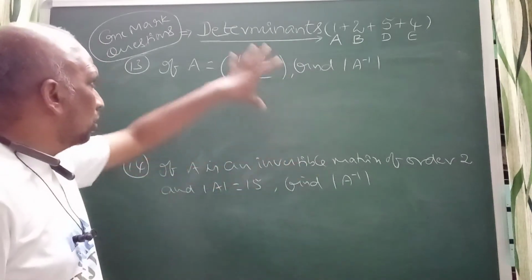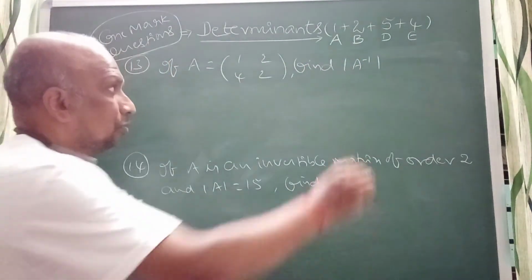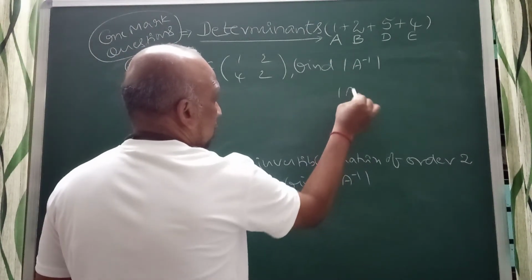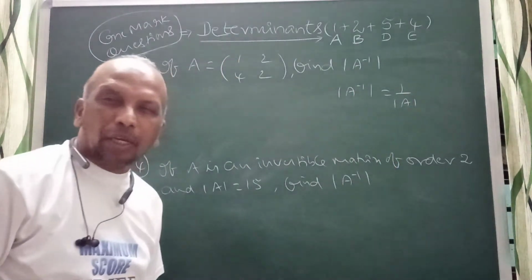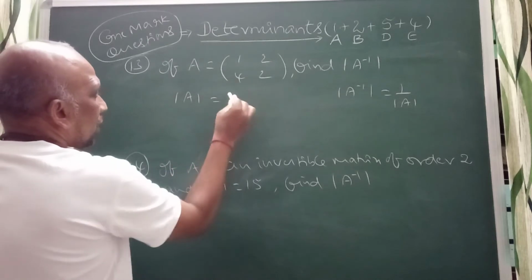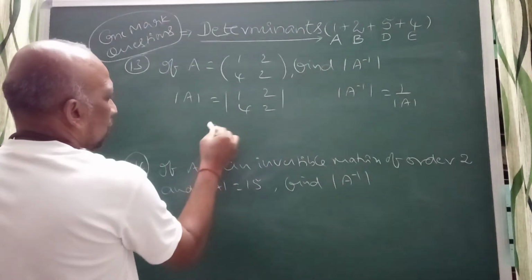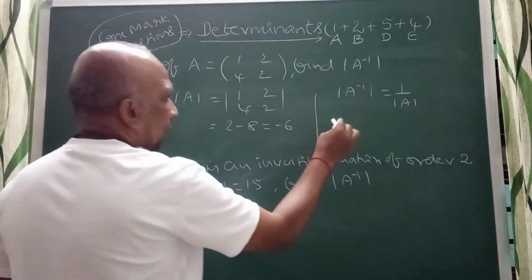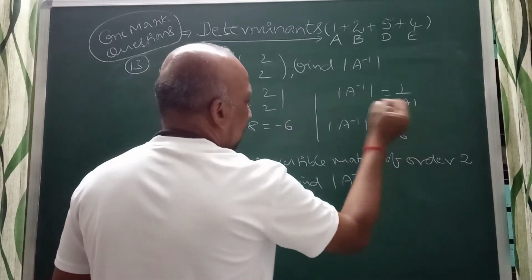Here A is given as the matrix 1 2, 4 2, to find delta of A inverse. Remember, delta of A inverse is always equal to 1 by delta A. Find delta A here. So you can write the determinant, 1, 2, 4, 2. You get 2 minus 8, minus 6, right? Therefore, I can write delta of A inverse is equal to 1 by minus 6, or minus 1 by 6.